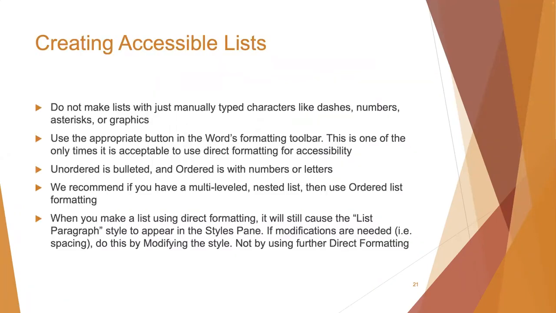So, creating accessible lists. Now we have gone through styles, we've gone through headings, and we've gone through tables. Again, it's been an introduction. I hope that you're learning some things. This next important accessibility feature for your document is properly formatted lists.